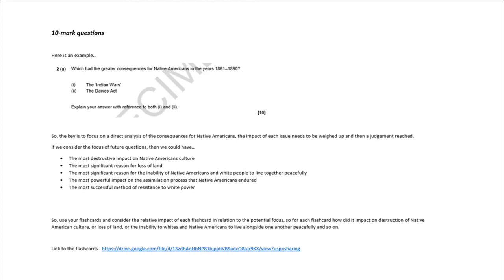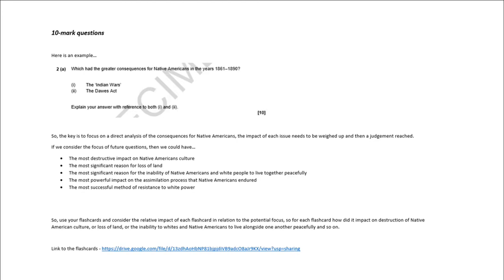We can probably predict the focus of future questions, looking at the most destructive impact on Native American culture, the most significant reason for loss of land, the most significant reason for the inability of Native Americans and white people to live together peacefully, the most powerful impact on the assimilation process that Native Americans endured, the most successful method of resistance to white power.